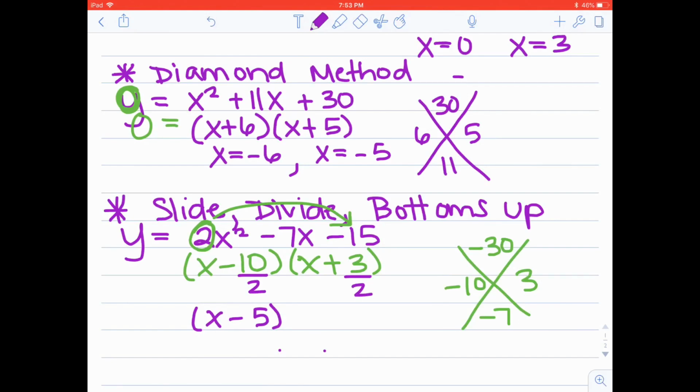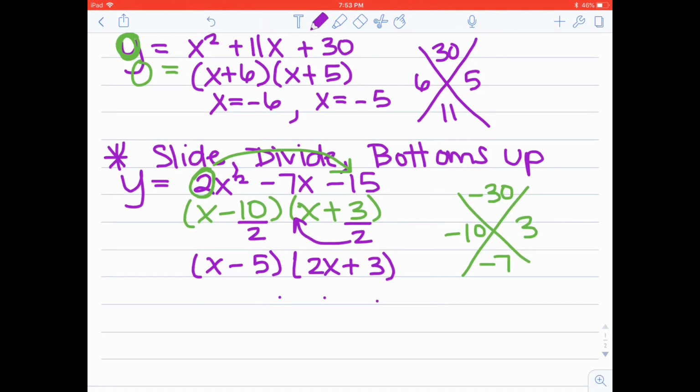When you have a set of parentheses like that that is left with a fraction, that's when you do bottoms up. So the bottom moves up to the front like that. So 2x plus 3. All right, so there's my factors, and then I can go ahead and write my solutions now. So I'm going to do the opposite sign. x equals positive 5. For the other one, it would be x equals -3 divided by 2. I'm going to go ahead and write that, and then I'll show you where that came from. So -3 divided by 2. So there's my two solutions.